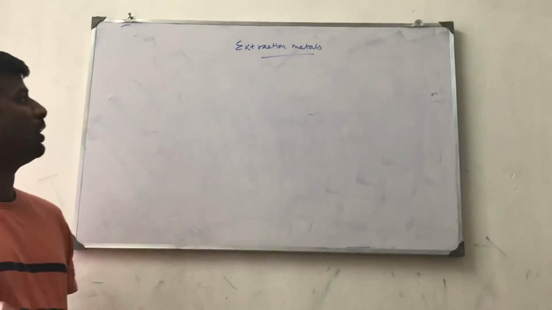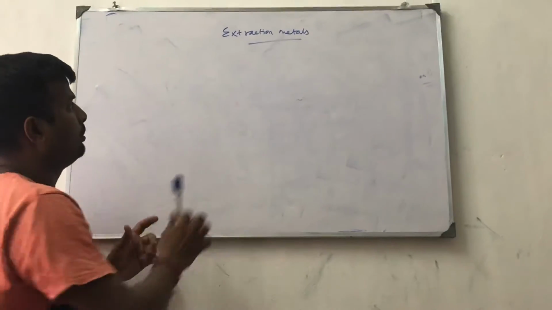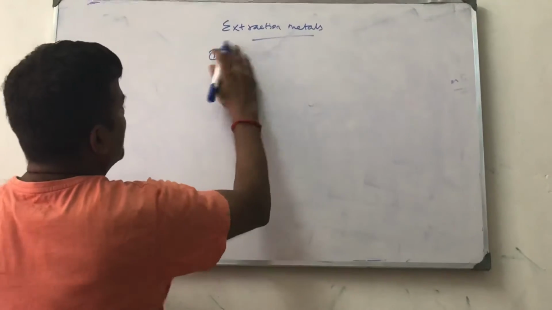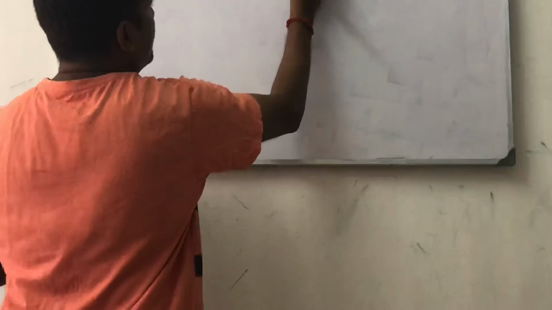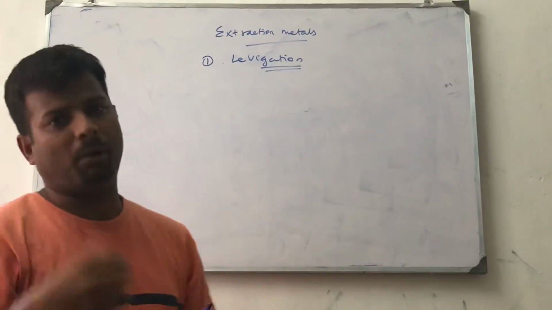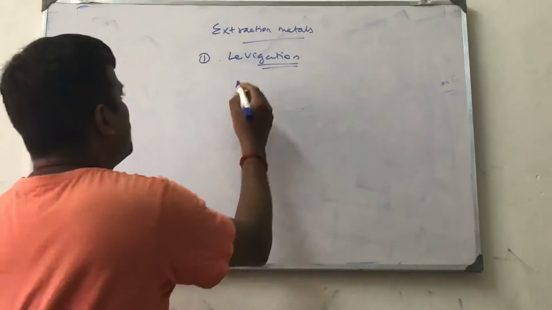Today we are going to start with the extraction of metals by crushing, levigation. First I will explain what crushing is. A lump of metal is powdered in a ball mill to get a powder ore. In the powder ore we are using levigation.